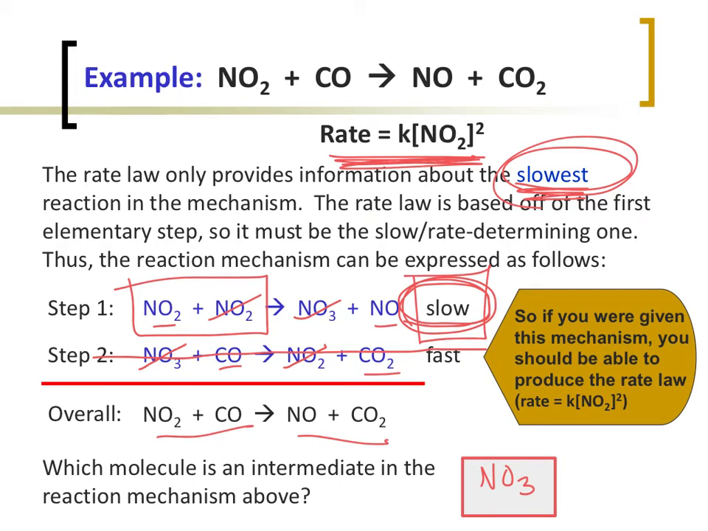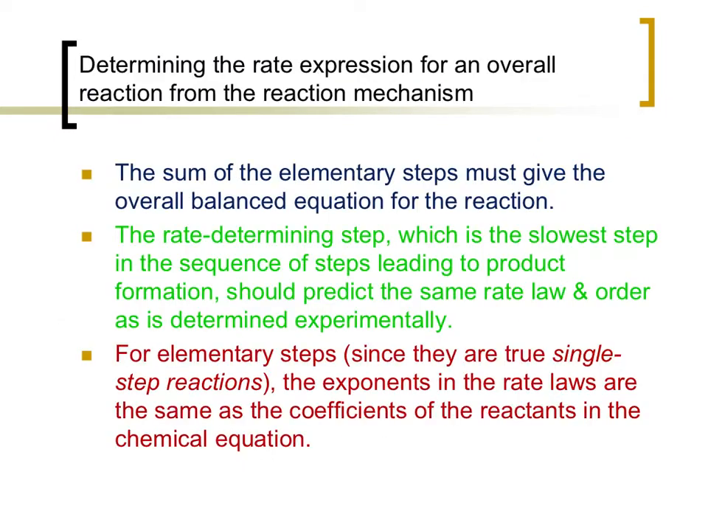This time we kind of solved it backwards. We were given the rate law and we were able to identify the slow step. But don't be surprised to see it the other way around, where they just tell you which step is slow and then you can identify the rate law from there, focusing on the reactants of the slow step.